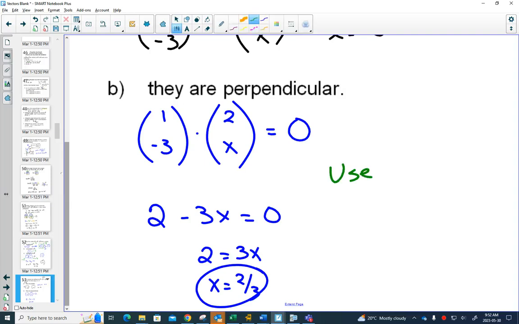If you wanted to, I find this a little bit more abstract, but you could use the slopes. The slope of this one is x over 2. And it would have to equal the negative reciprocal of this slope. And the slope of this one is negative 3 over 1, so the negative reciprocal would be 1 over 3. And then you can solve for x.